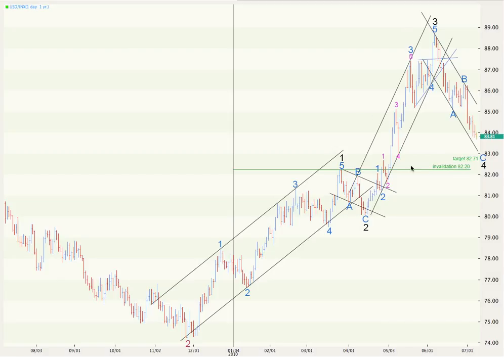I do have an alternative interpretation that says it's got further to go up, which seems a little bit more likely possibly. Wave behaviour will tell us. It looks like wave C blue is trying to reach equality with wave A blue, which will take the dollar down to 82.71. So that's my target. That's how I've worked that one out.